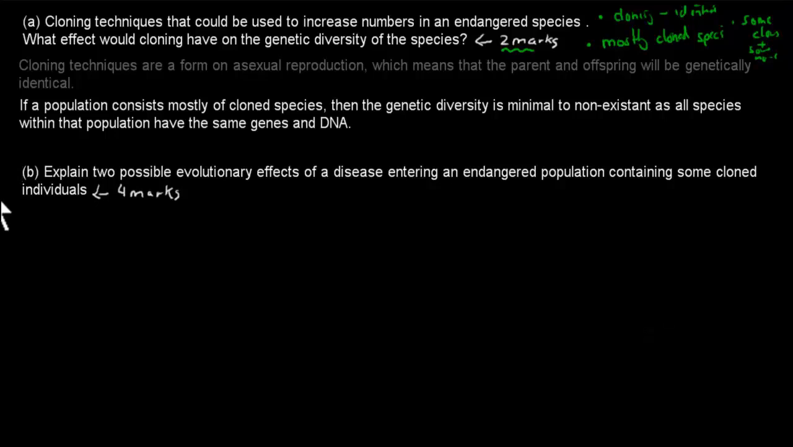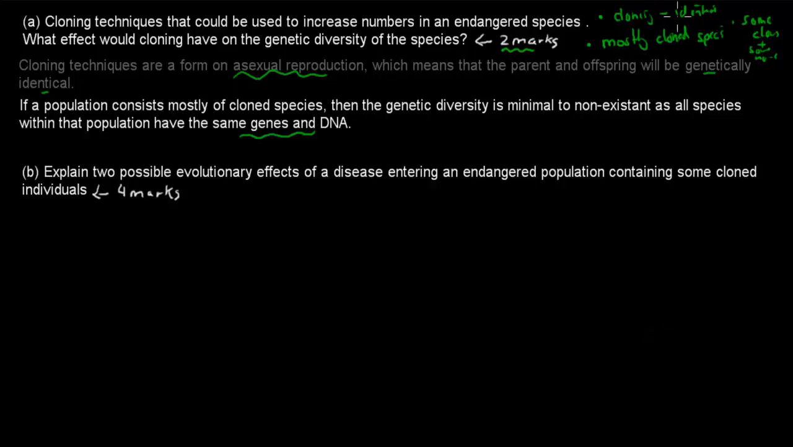So what I wrote here first is cloning techniques are a form of asexual reproduction, which means that the parent and offspring will be genetically identical. Then I wrote, if a population consists mostly of cloned species, then the genetic diversity is minimal, it's non-existent, as all species within that population have the same genes and DNA. So there's going to be no genetic diversity if they're all clones.